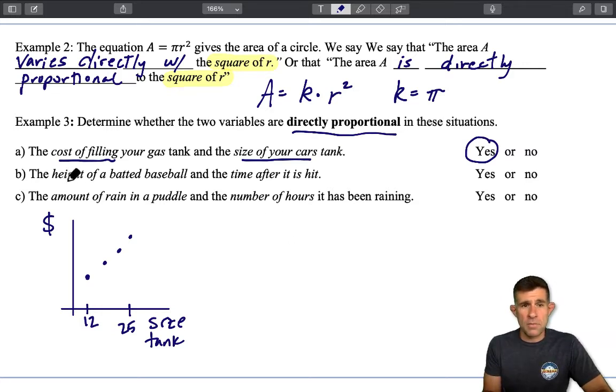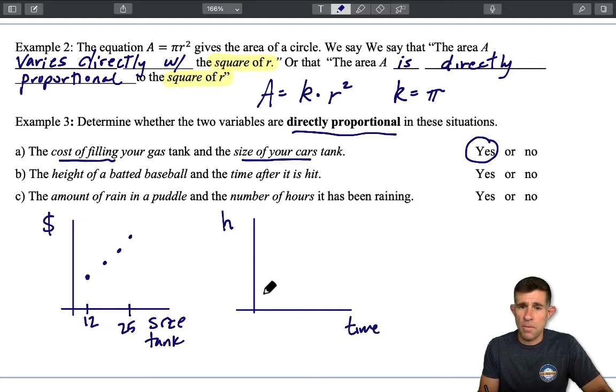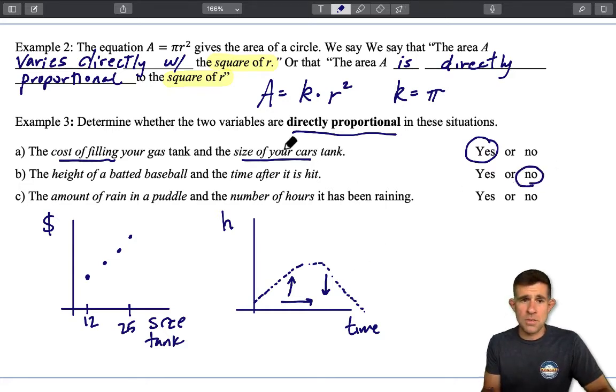Now, the next one, we have the height of a baseball after it's hit by a bat and the time after it's hit. So again, if we think about this in terms of a picture on a graph in our first quadrant, we have time on our x-axis, and we have the height of that ball. So as it gets hit, maybe it's a little bit off the ground and rises up into the air, but then gravity starts to take over and it comes back down to the ground. So you can see as one variable, time, is increasing, height does increase, but at some point it starts coming back down and decreasing. So here we're going to say, no, this is not a direct variation between these two variables.